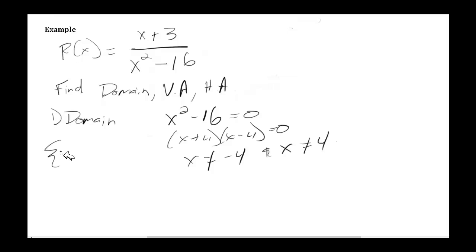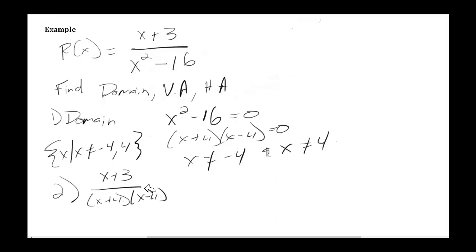So the domain will be the collection of x's such that x is not equal to those two values, and everything else is good. Second, the vertical asymptotes. So I'm going to rewrite x plus 3. I'm going to factor the bottom in hopes that I can cancel something out. So it's in lowest terms, and nothing cancels. So in this case, I have two vertical asymptotes, at x equals minus 4 and x equals 4.